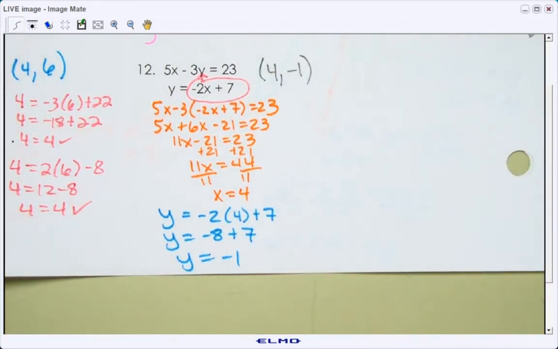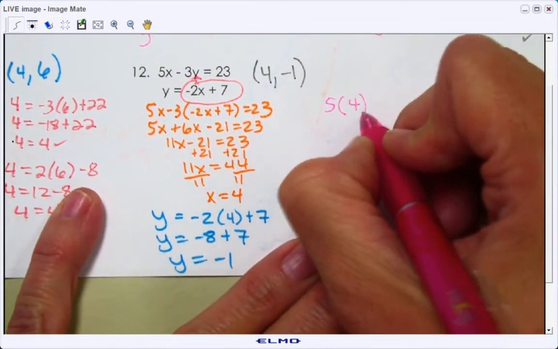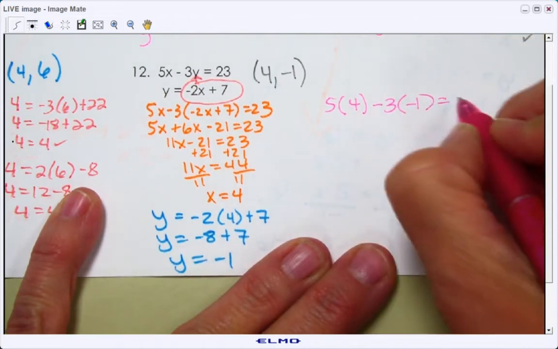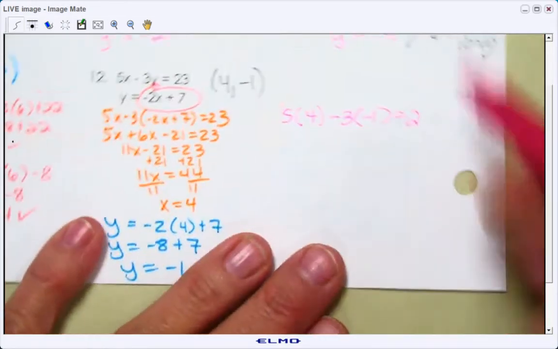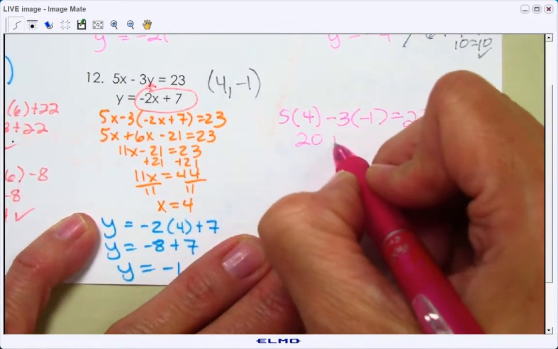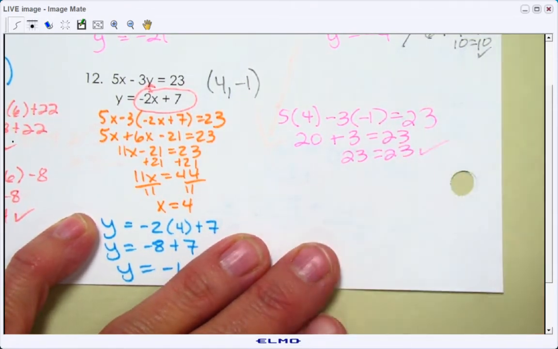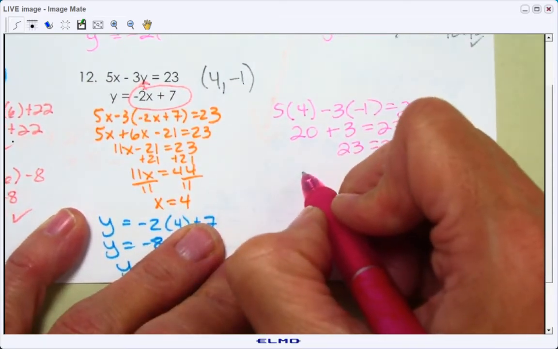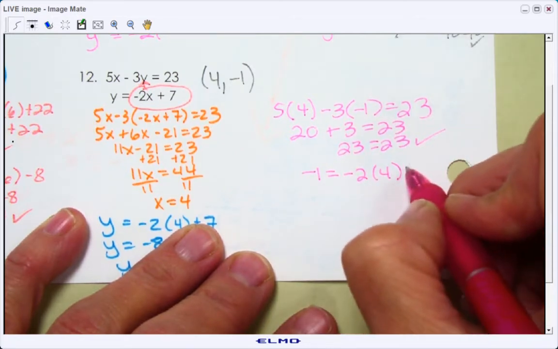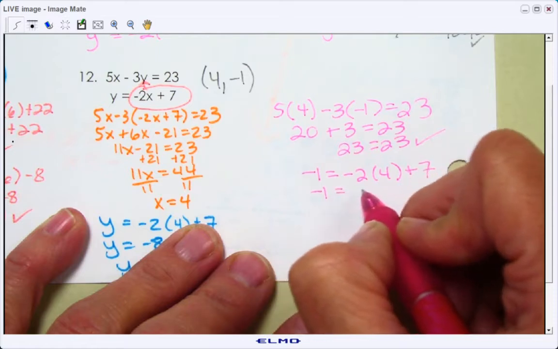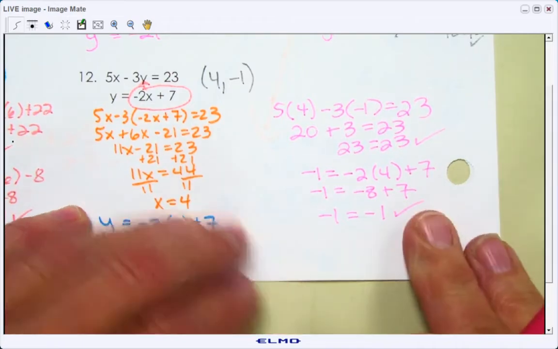Then we check and make sure our answer is correct. I take 5 and I multiply it by 4. Minus 3 times negative 1, does that equal 23? Oops, that was a horrible looking 3. I don't know what I was doing. So 20 plus 3 equals 23. Oh, look at that. 23 equals 23. Beautiful. Then I do my other one, where negative 1 equals negative 2 times 4 plus 7. So negative 1 equals negative 8 plus 7. So negative 1 equals negative 1. That works. So it is a solution.